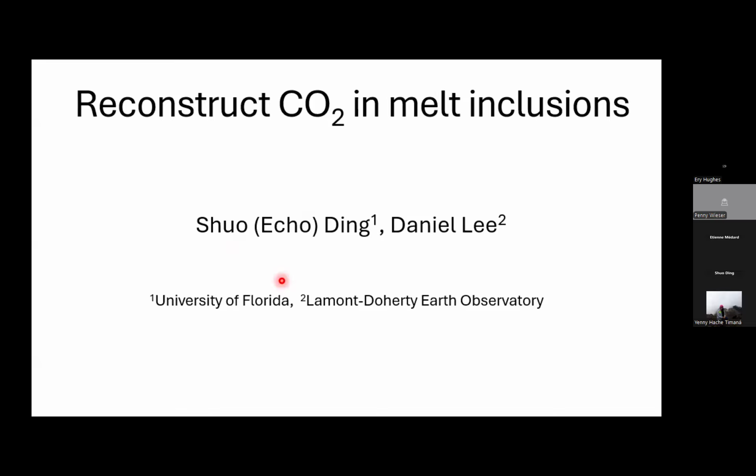Today, before we dive into the modeling, it would be great to revisit how we are doing in actually measuring volatiles in the magma system. In my part, I will focus on the effort of reconstructing CO2 concentration in the melt inclusion using different methods. I would also like to thank Daniel Lee, a graduate student from Columbia University. Daniel and I have been working on this topic using piston cylinder experiments and improving the experimental methods, which I will show in the slides.